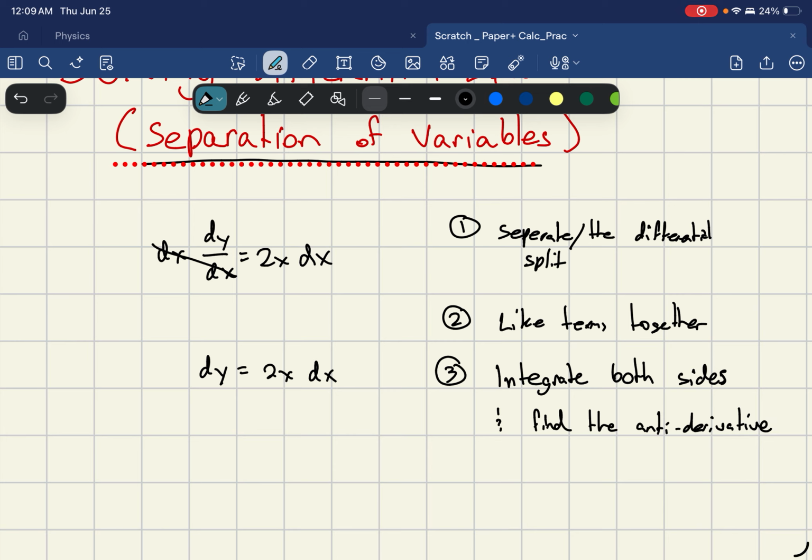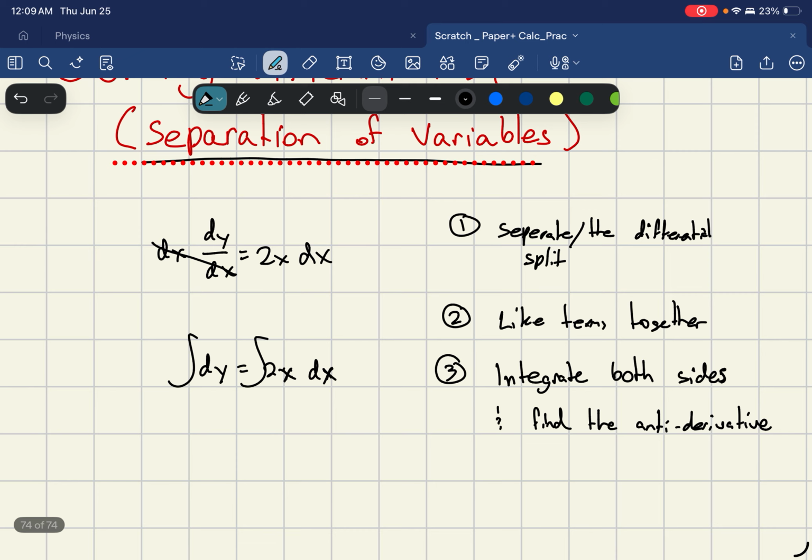Sorry for my very bad handwriting, but hopefully you understand the point I'm trying to get across. So now I'm going to integrate, right? I'm going to integrate on this side and on this side with respect to their differential. On this side, I'm integrating with respect to dy, and on this side, with respect to dx.